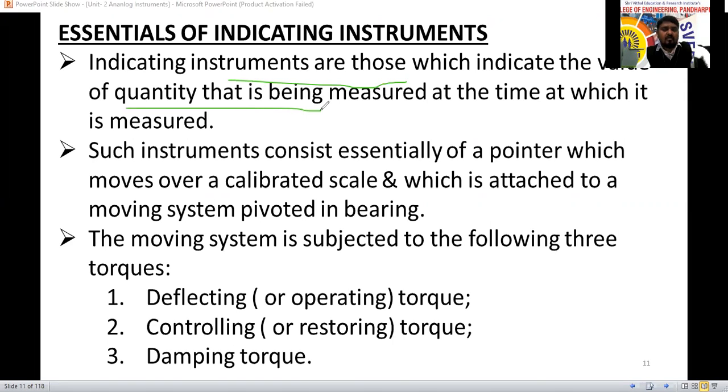So at the time at which it is measured here, on that time it is going to indicate that one here. Such instruments consist essentially of a pointer and a calibrated scale. Actually, we are going to call that one a calibrated scale. Calibrated means the total angle is there.